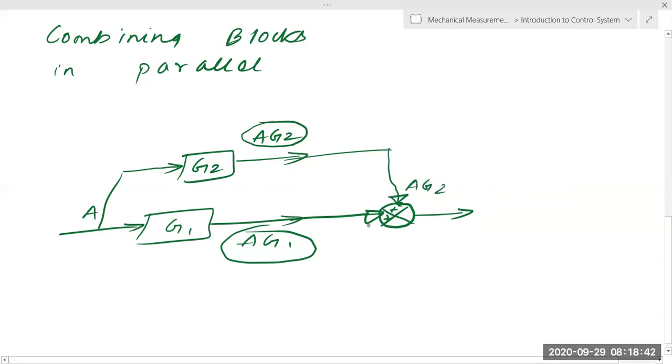AG2, and this signal is how much? AG1. Since both are getting added, this will be AG1 plus AG2. That means A into G1 plus G2. Simple. A into G1 plus G2.